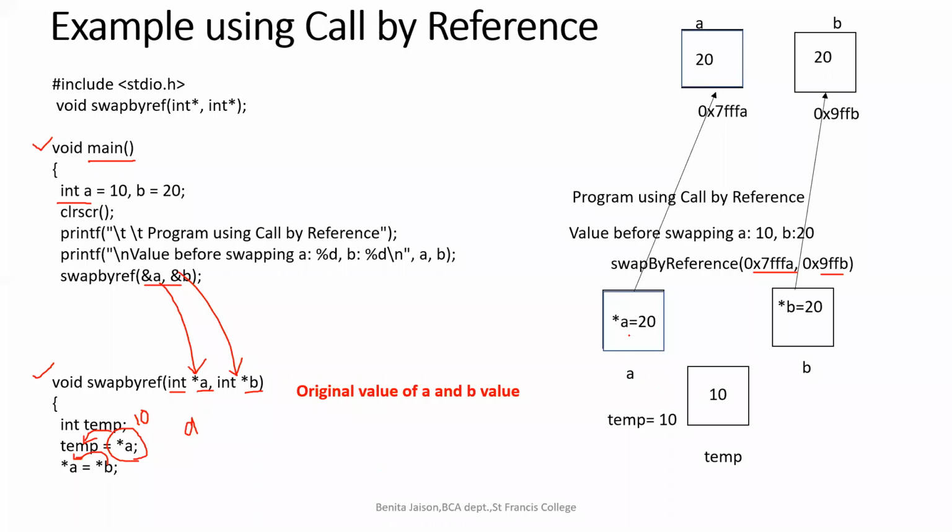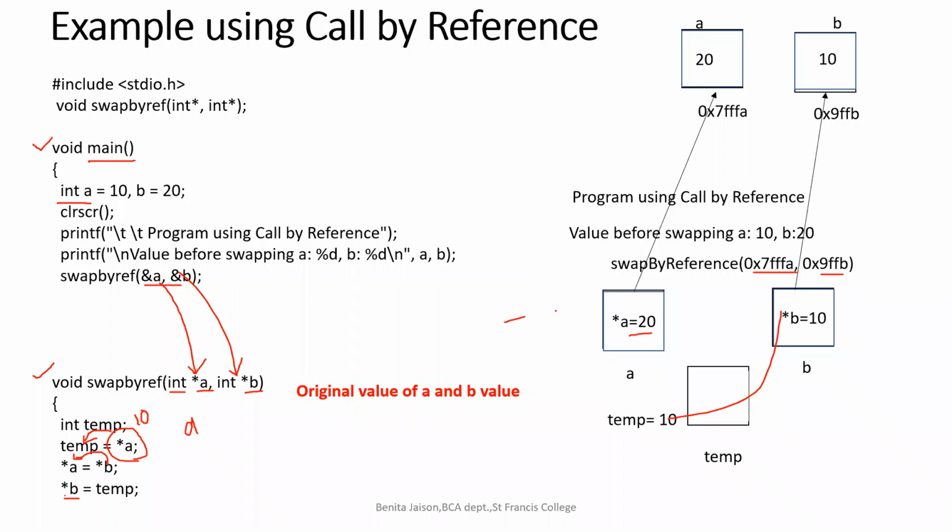That's why we are getting A equal to 20. Now what we will do? Actual swapping only. Whatever was there in temp, we will copy back to B. So the value which is there in temp will be copied to the address location of B. So directly the value of A and B will be changed because we are accessing.